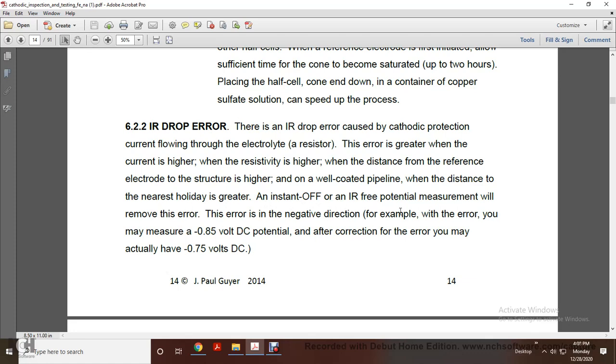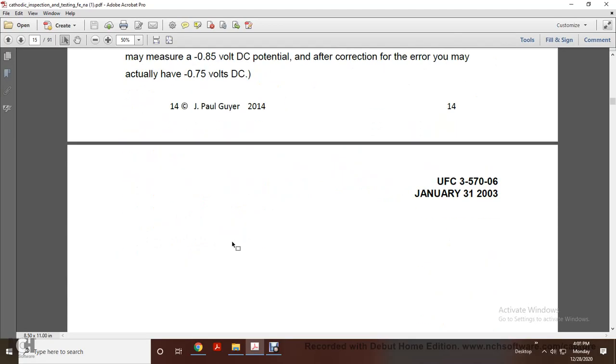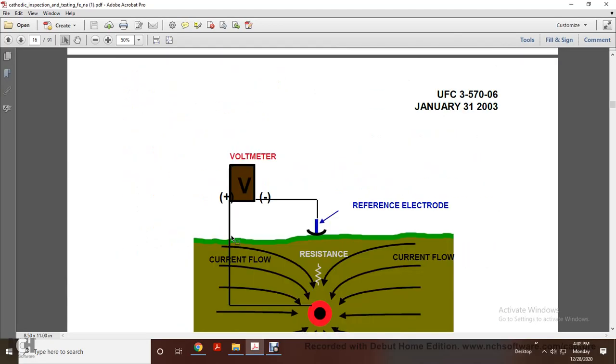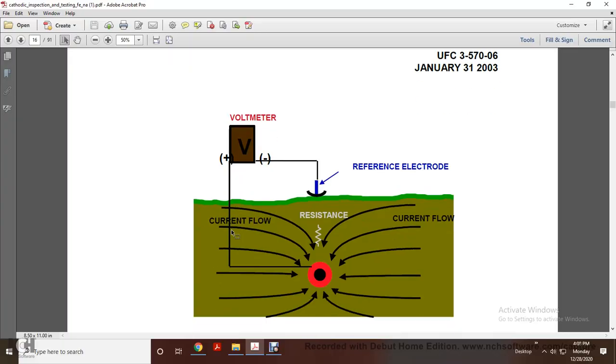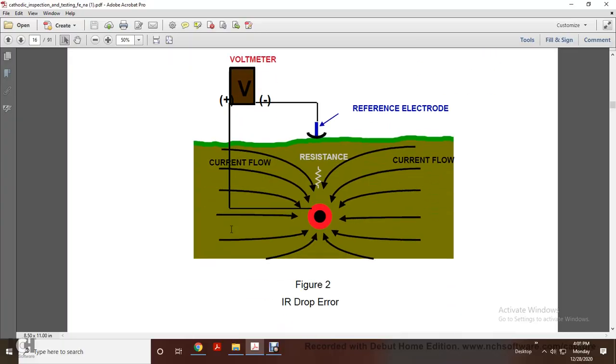The error is in the negative direction. For example, the error you measure is negative 0.85 volt DC potential. After correction, you may actually have negative 0.75 volt DC. The figure shows the voltmeter, positive and negative, the reference electrode, current flow, resistance, and the IR drop.